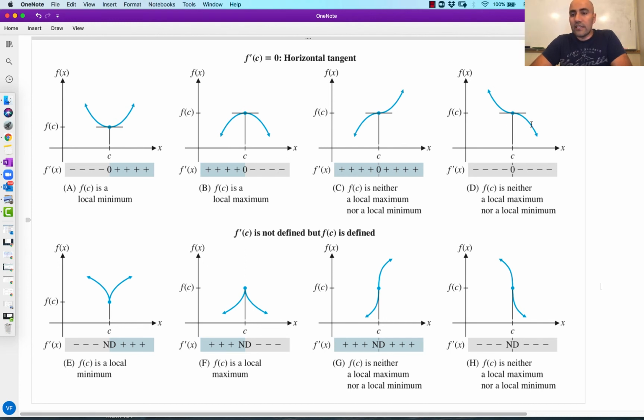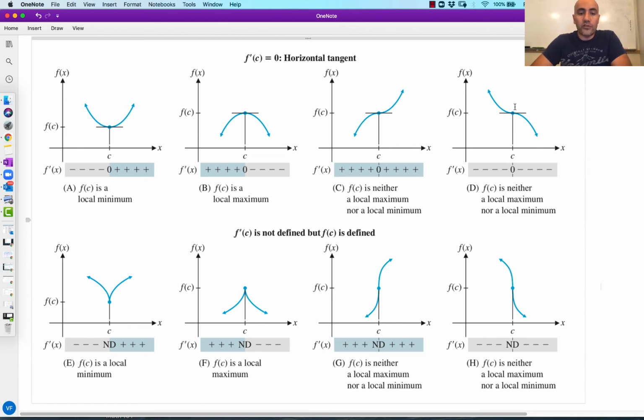Okay, next we have this case where f prime of c equals 0. So we have a horizontal tangent line. And then we take a test point to the left of c, a test point to the right of c, evaluate our first derivative, and we find that we have negatives on both sides. So there's no transition from negative to positive or positive to negative. It's all negatives. So that means that the underlying function f of x is always decreasing on that interval. And also we can conclude that there is no local maximum or local minimum here.